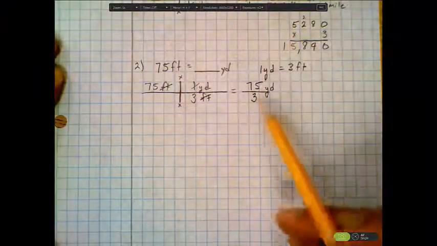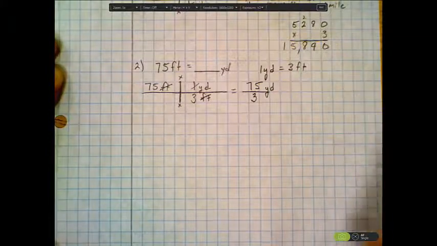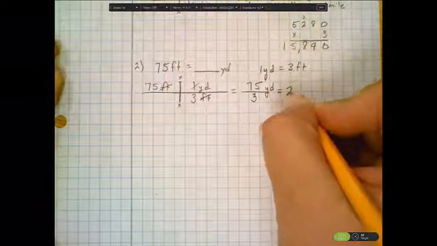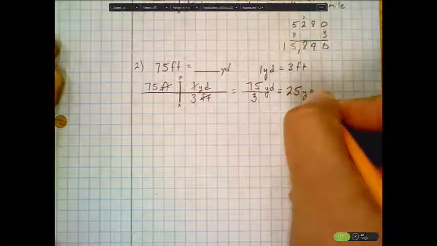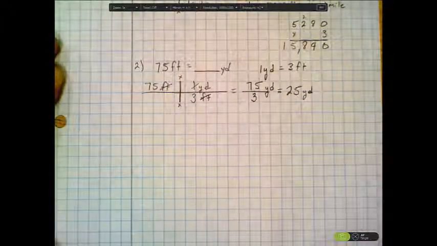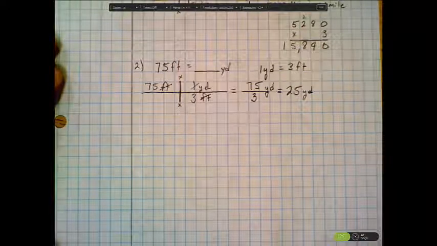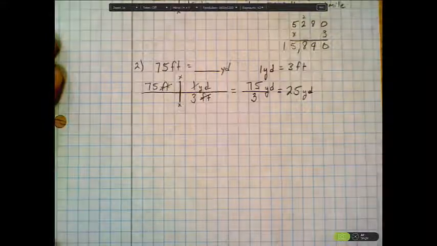So now I have 75 divided by 3. I can do that one quickly in my head because I know that that's equal to 25. And I keep the units yards. So 75 feet is equal to 25 yards.